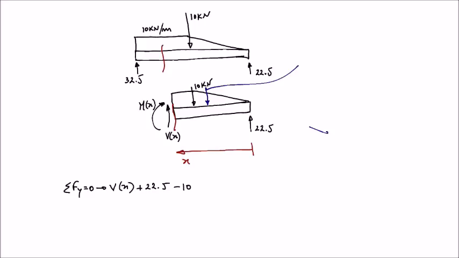The magnitude of this equivalent load is equal to the area of the triangle, so basically it is equal to 10 kilonewtons per meter times 3 meters over 2. And the location of this load is at the centroid, so the distance from here to here is 1/3 of 3 meters, so this is equal to 1 meter.